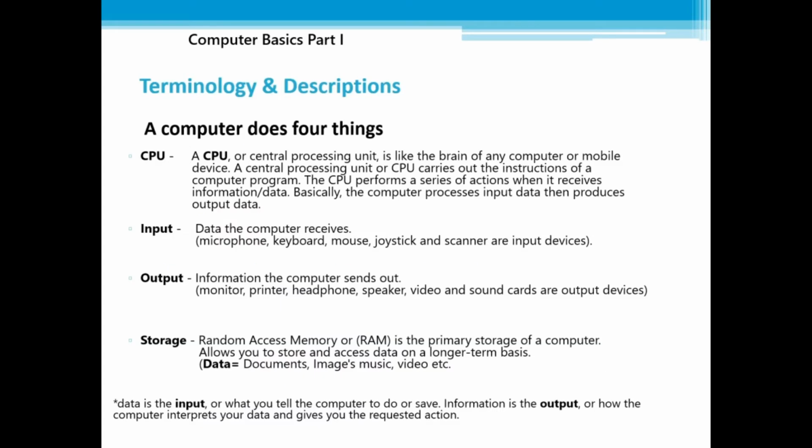Now, we're also going to go over terminology throughout this session. For instance, we've got the CPU, which is the central processing unit. It's like the brain of a computer. It processes information and then gives you back out information or data.